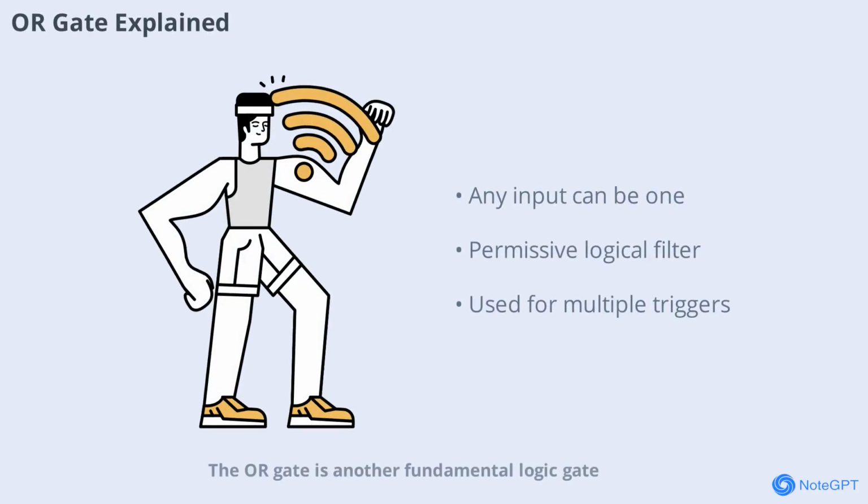The OR gate is another fundamental logic gate. It outputs a 1 if at least one of its inputs is 1. Think of it as a permissive filter. If any input is true, the output is true. OR gates are used in circuits where any one of several conditions can trigger an action. For instance, a security system might sound an alarm if any one of several sensors is triggered.